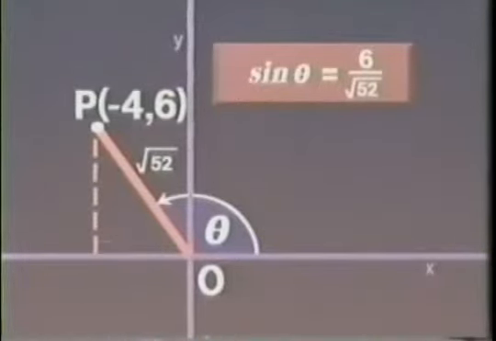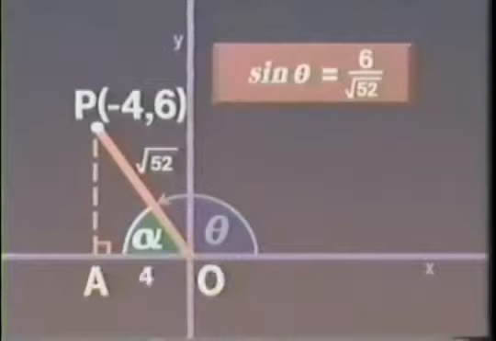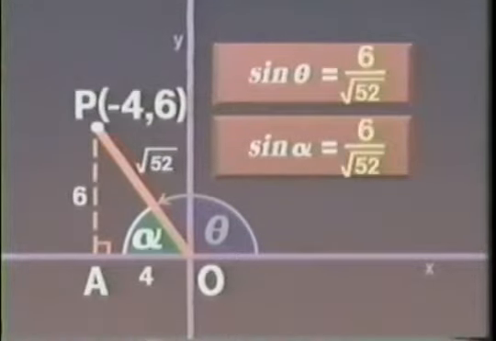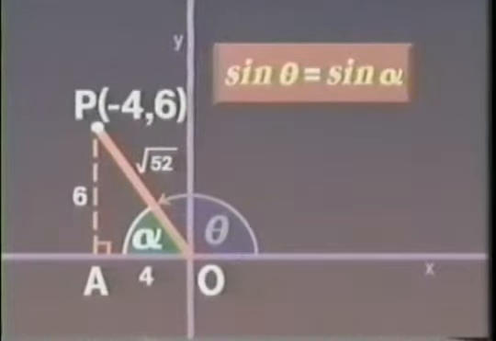Now, let's make a triangle and examine angle alpha. The length of AO is 4 units, and AP is 6. Since APO is a right triangle, the sine of angle alpha is opposite over hypotenuse, or 6 over root 52. This is the same value we found for sine theta. Therefore, sine theta must equal sine alpha.